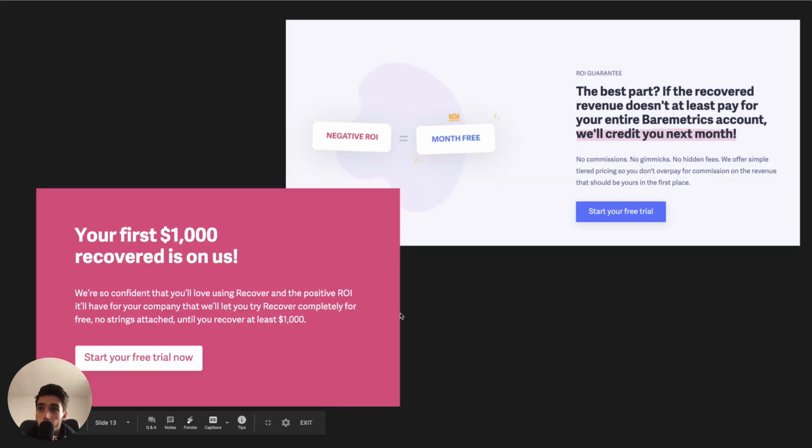And you also show them the risk reversal. One, if you don't make any money from Barometrics Recover, you're not going to pay for that month because you didn't make any money from it. So there's zero risk. And to give you an extra incentive and urgency to get started, the first $1,000 that you recover from Barometrics Recover, you don't have to pay any fees or any monthly subscriptions. So it's a perfect offer.